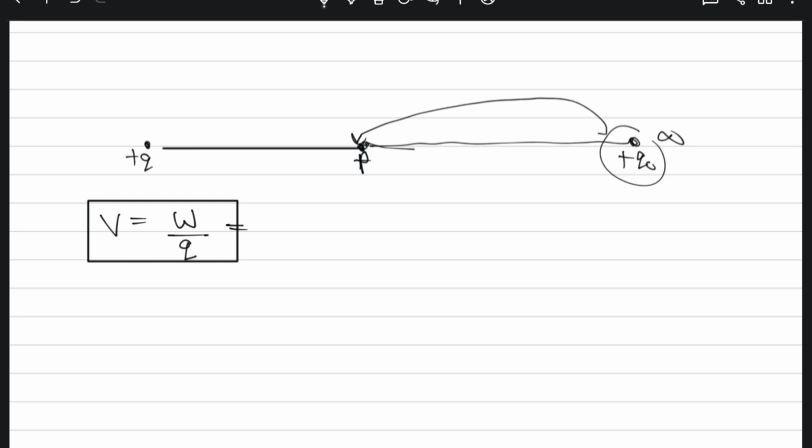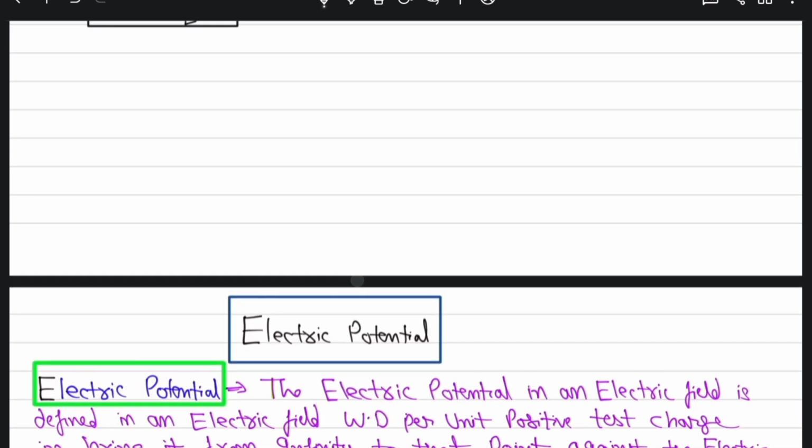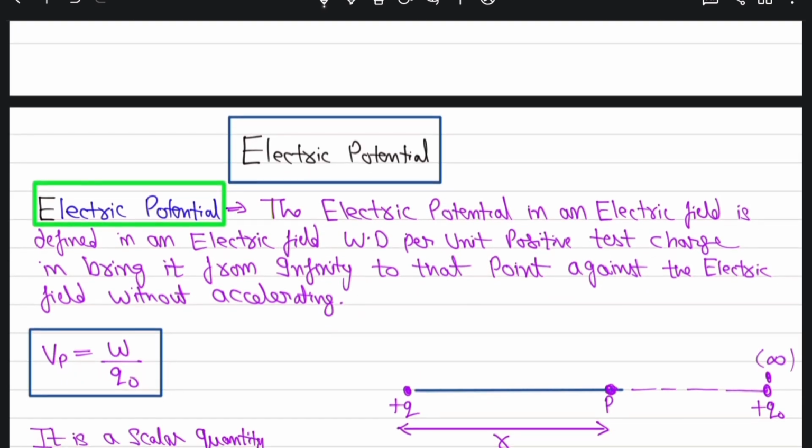and if I bring the positive test charge from infinity to that point in an electric field, the charge will not be accelerating, because if the charge is accelerating, it will emit electromagnetic radiation. So we move the test charge with a constant velocity so that it does not accelerate and emit any electromagnetic radiation. So now we can study that.